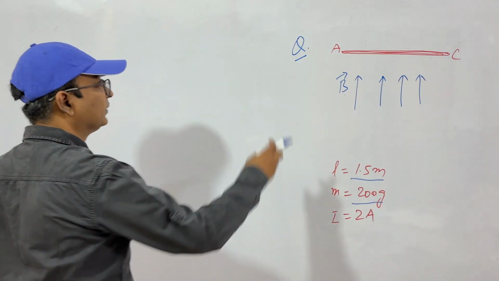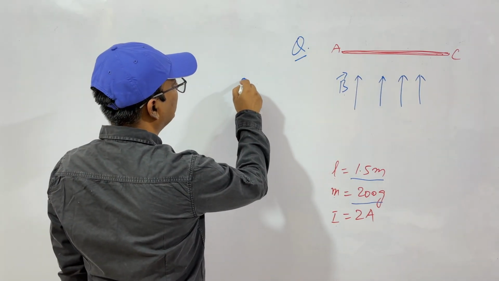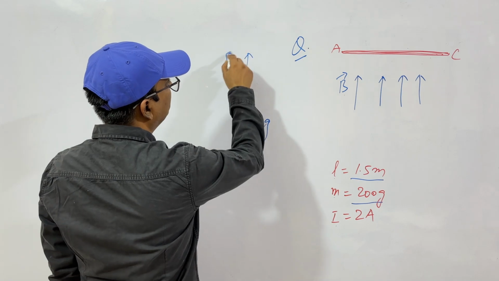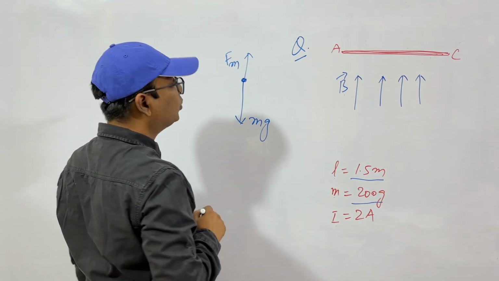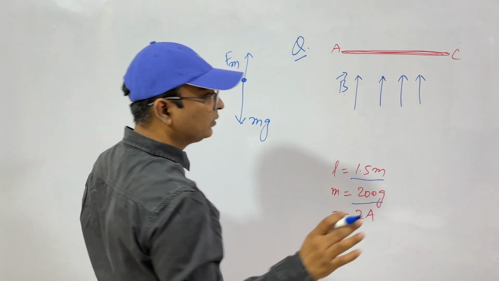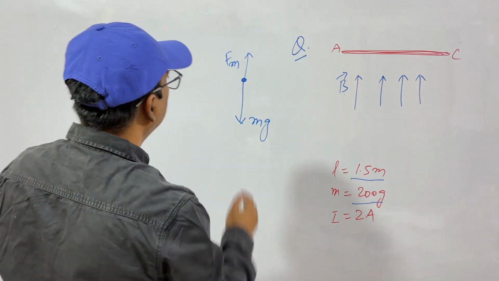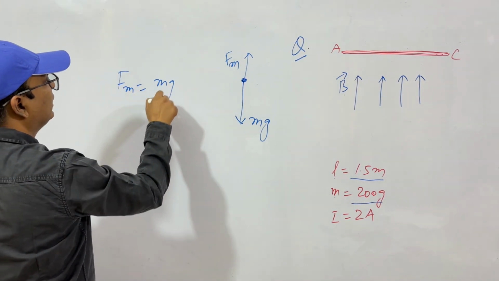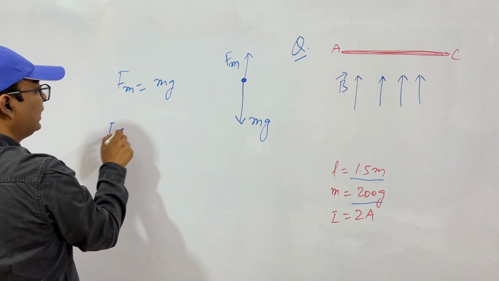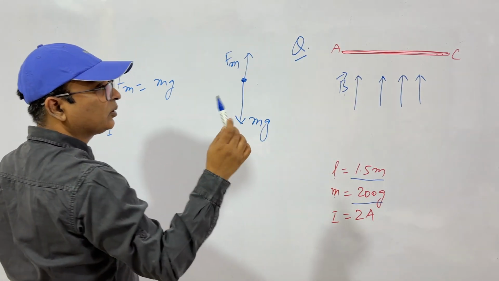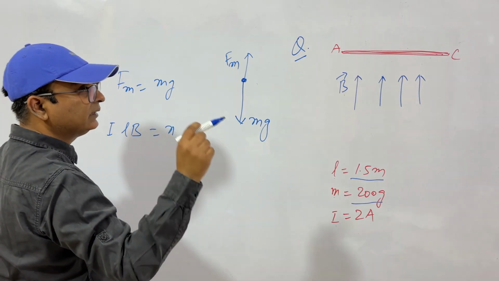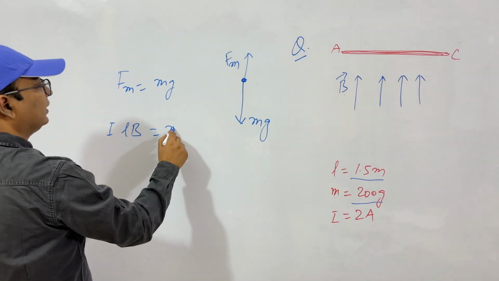See, it's very simple. We'll have a free body diagram. This side we have mg and this side we have the magnetic force due to the magnetic field. We are ignoring the magnetic field due to the earth. So this is the free body diagram. That is, Fm will be equal to mg. And Fm is I L cross B, but this is 90 degrees, so L cross B becomes LB. Why? LB sine theta, theta is 90. So I L B equals M into G.